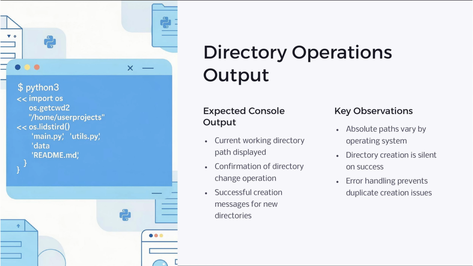The console output confirms each directory operation. The current working directory path is displayed, and directory changes are acknowledged. Successful directory creation is silent, but error handling prevents duplicate creation issues. Note that absolute paths differ across operating systems, impacting how paths are displayed and navigated.